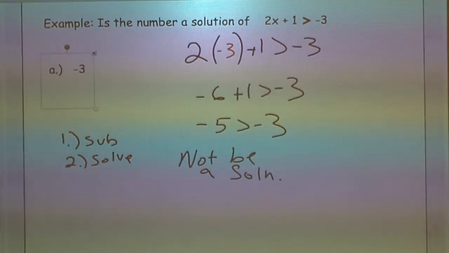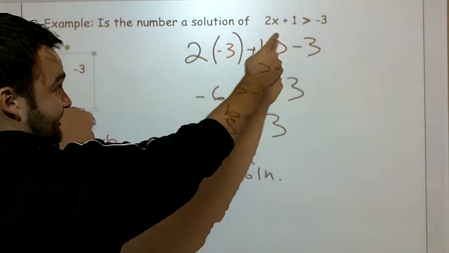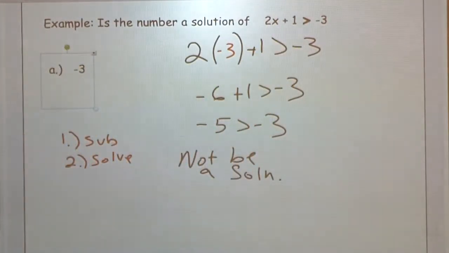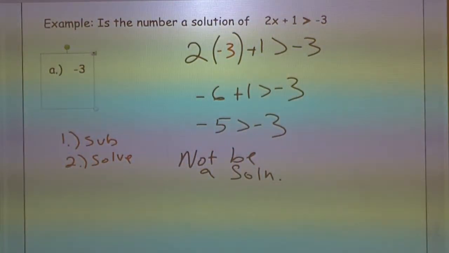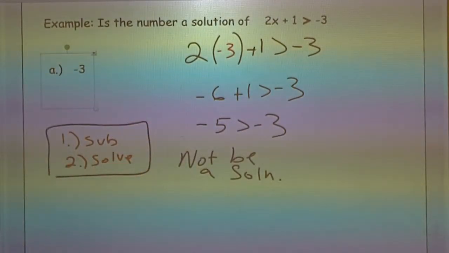Okay, so this one would be an example of one that would not be a solution. A couple examples of ones that would: if you just checked 1, 2 times 1 is 2, plus 1 is 3. 3 is greater than negative 3, so there are plenty of solutions that would work for this scenario. Again, the important part is: substitute and solve.